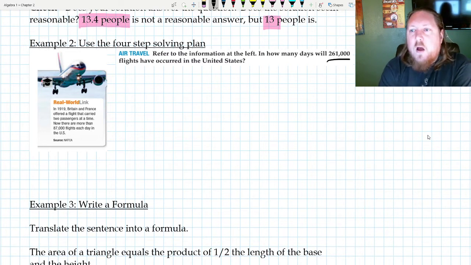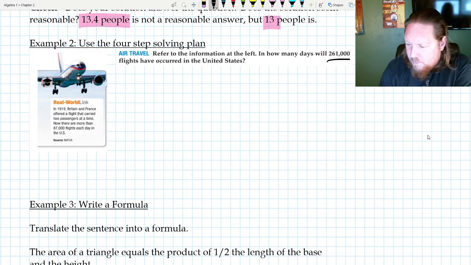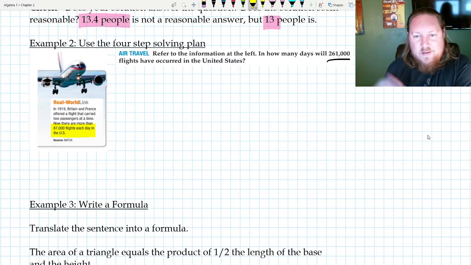All right. So, real world link. In 1919, Britain and France offered a flight that carried 2 passengers at a time. Now there are more than 87,000 flights each day in the U.S. Ooh, they were talking about finding a bunch of flights happening in the U.S. That last little bit there, there are now more than 87,000 flights each day in the U.S. That's connected to what my answer is, right? They're the same kind of numbers. They're describing similar things.